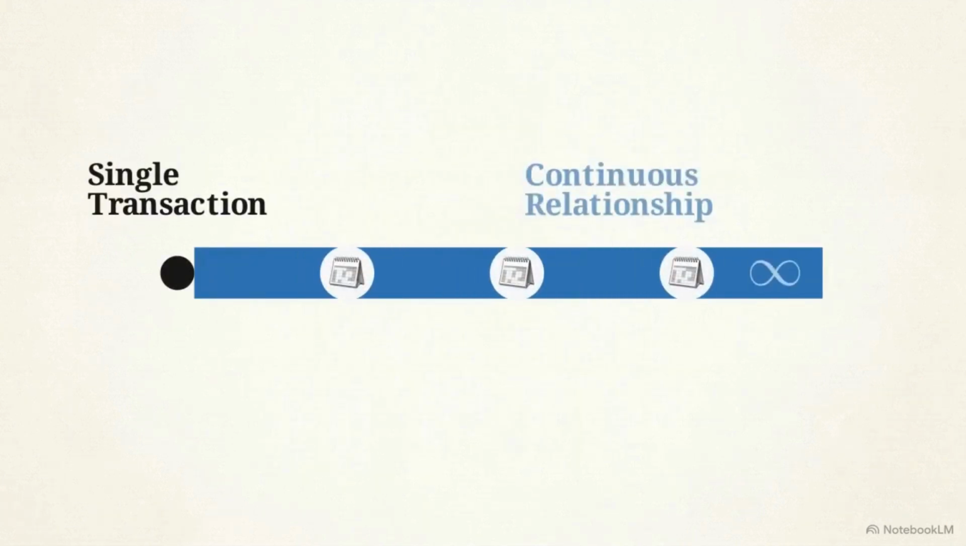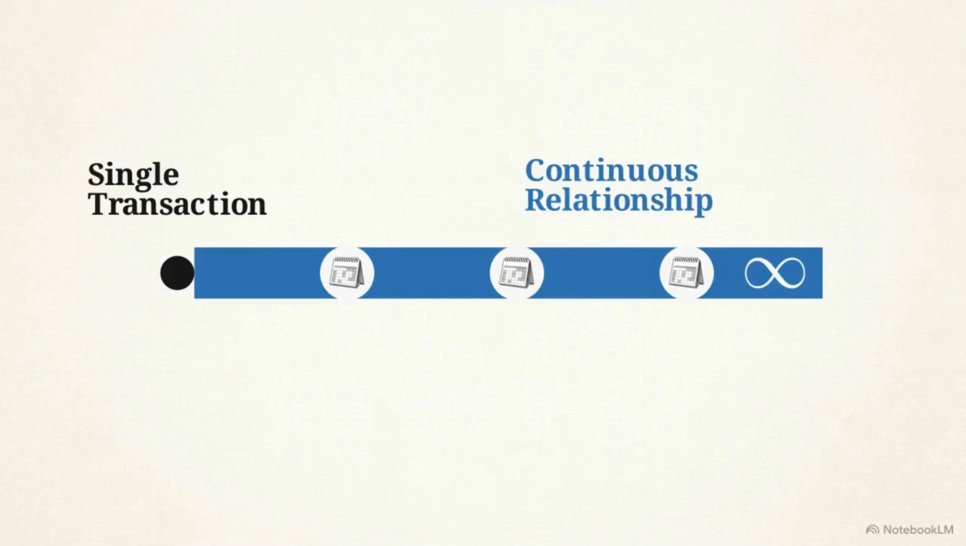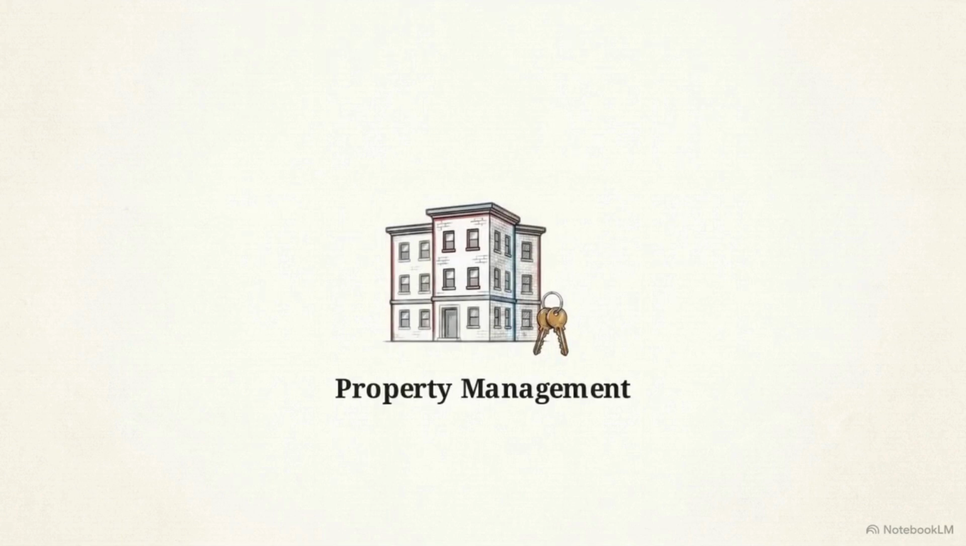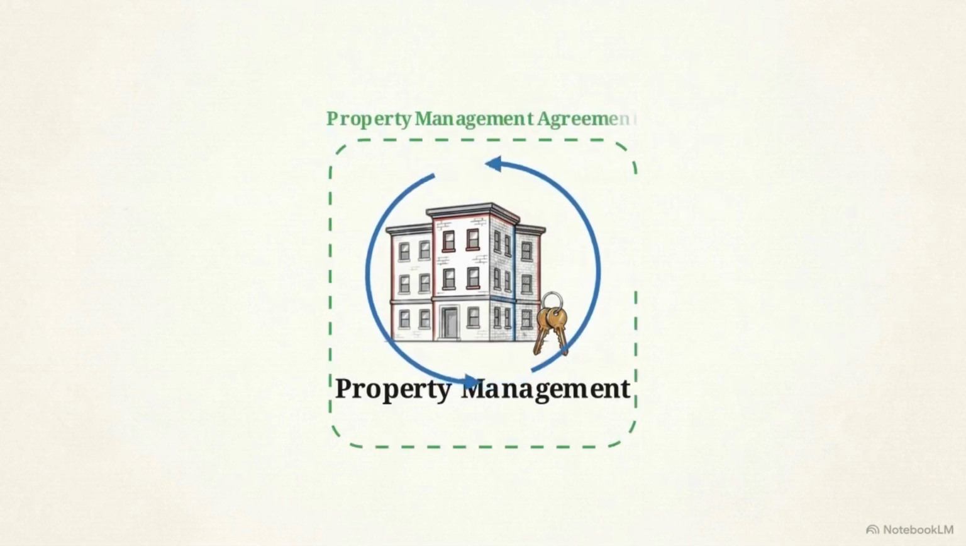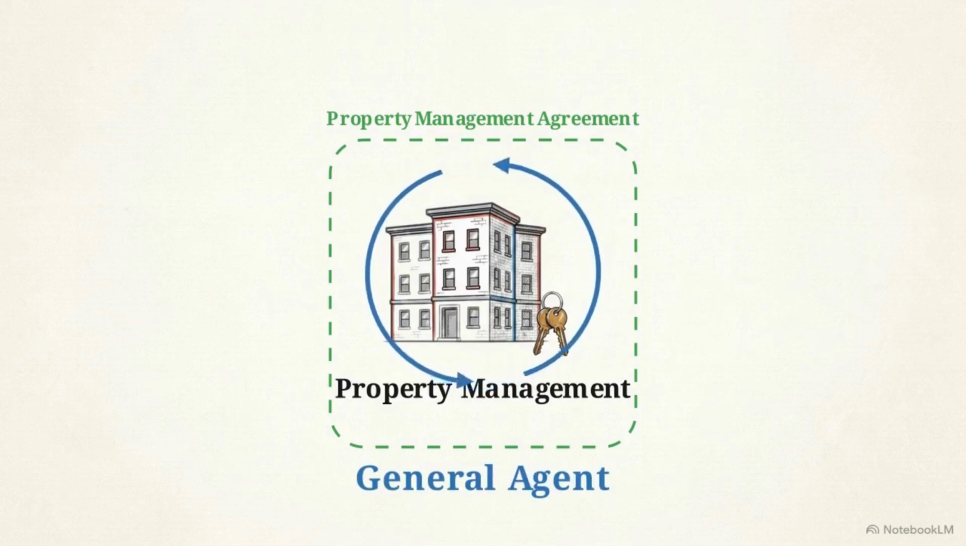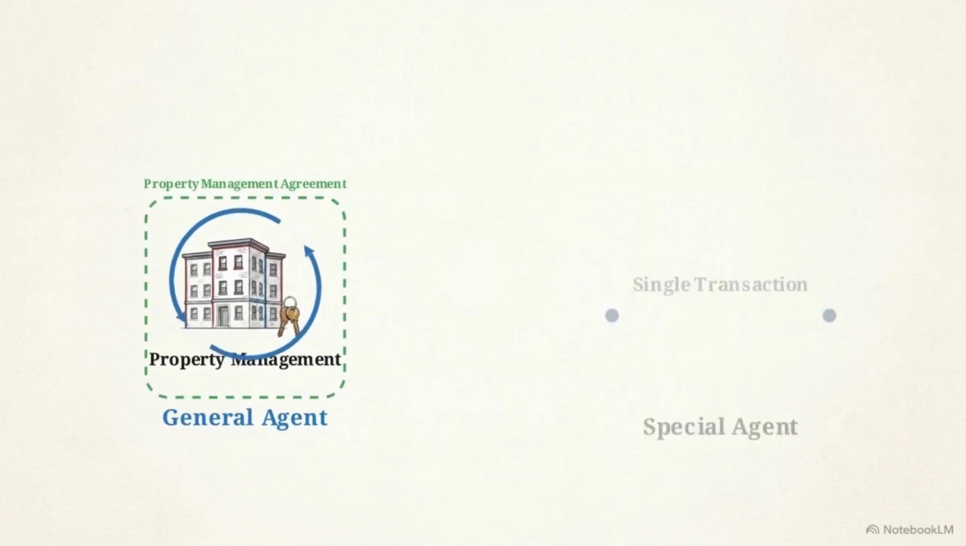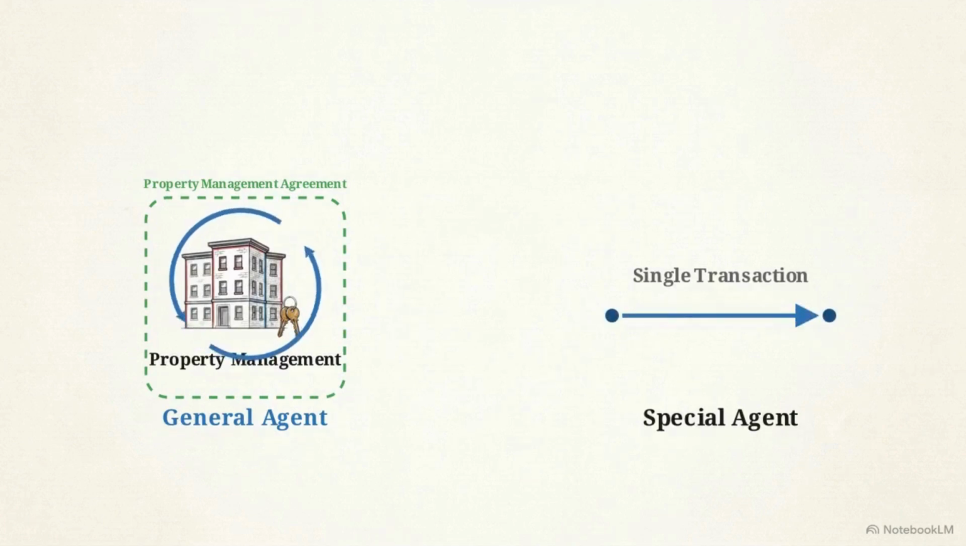We introduce the first variable when a real estate role requires an ongoing, continuous relationship, rather than a single transaction. The prime example of this is property management. A continuous blue loop represents a property manager operating with ongoing authority within the limits of their property management agreement. We define this ongoing scope as a general agent. Side by side with the special agent, it provides a direct visual contrast of their durations.